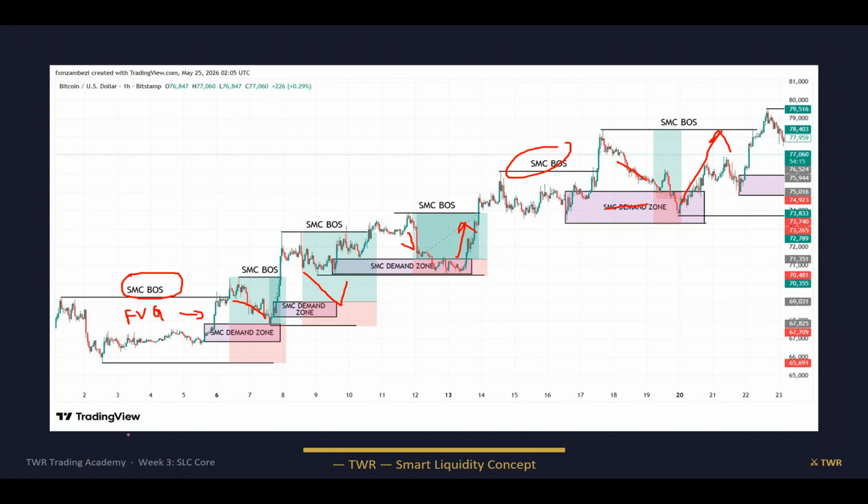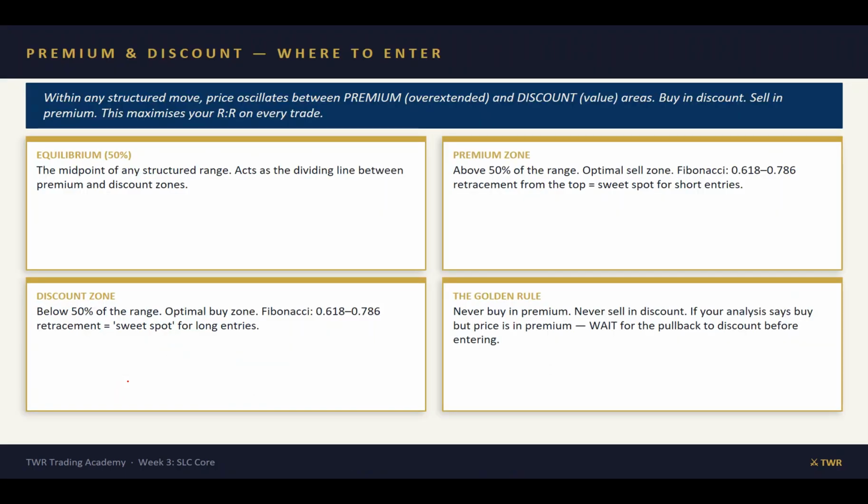Okay. Now, there is something known as premium and discount zones. These are precision entry zones. Within any structural move, price oscillates between premium or extended and discount value areas. So we buy in discount and sell in premium. This maximizes your risk to reward on every trade. An equilibrium is the 50%, the midpoint of any structural range, and acts as a dividing line between premium and discount. So let me show you how it plays out. This one is a break of structure.